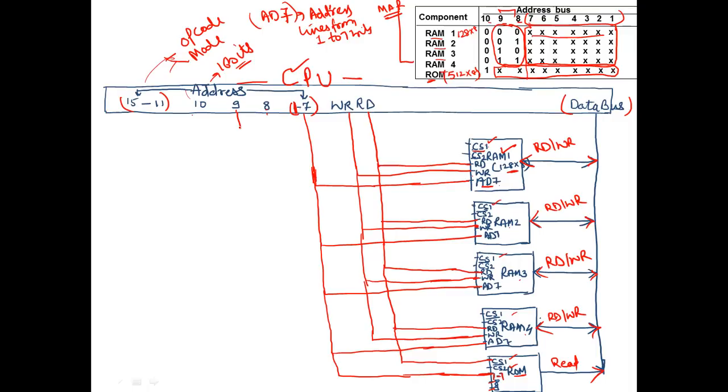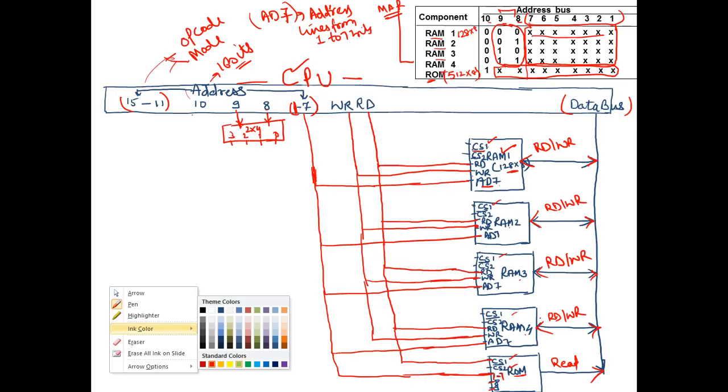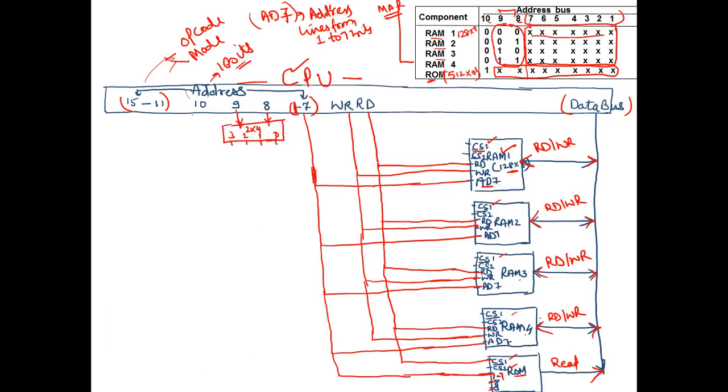So what I will do is use a decoder here which is of size 2 cross 4, and I will attach the control lines here 0, 1, 2, and 3. So what will this control line do now? Let me change the ink color to demonstrate the idea in a better way. So this 0th value should be attached to this CS1.